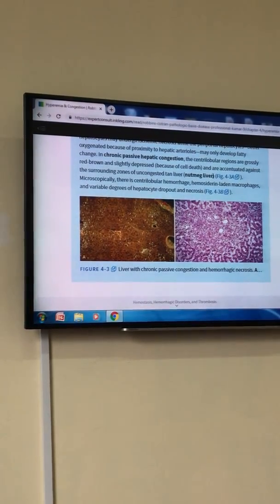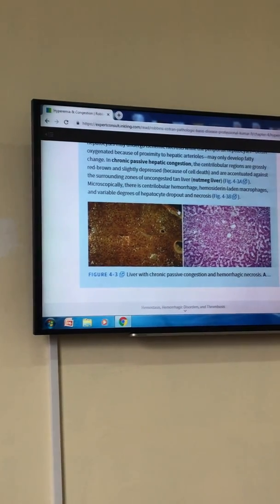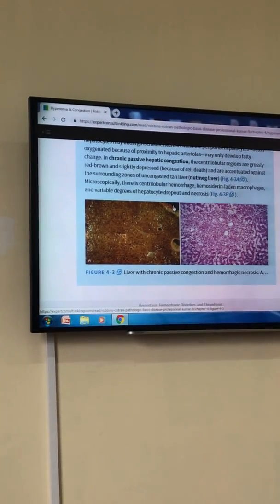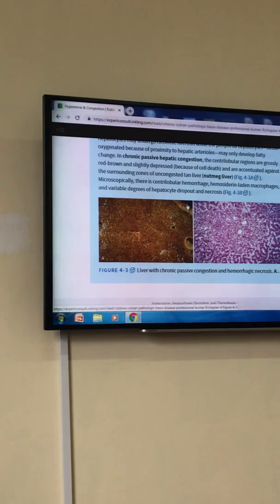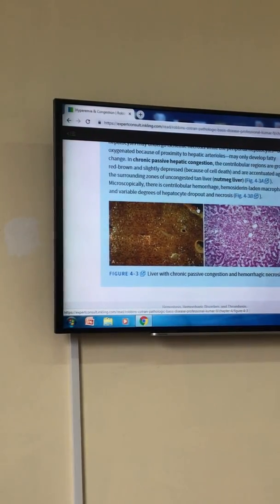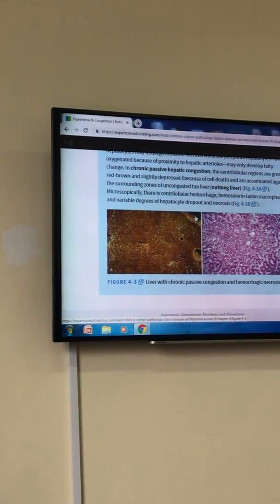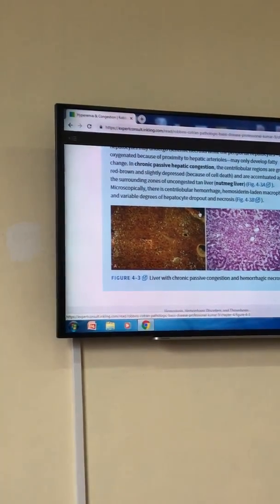Nutmeg liver. I have repeated it maybe 4 times. Nutmeg liver is the sign of chronic congestion in liver and is most commonly seen in right heart failure. Another name for right heart failure is cor pulmonale.